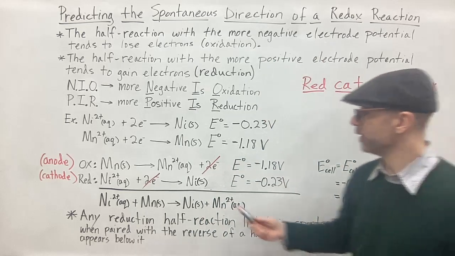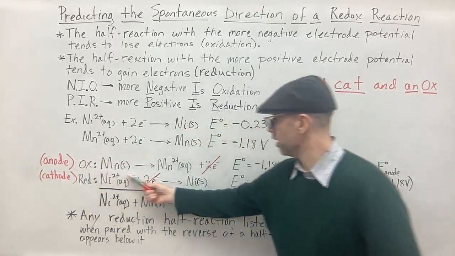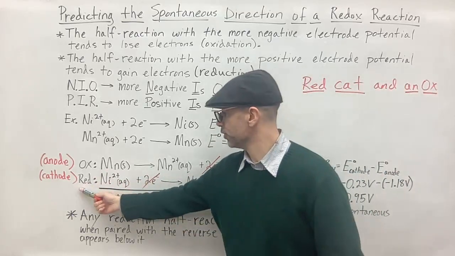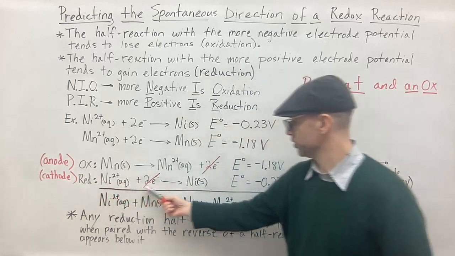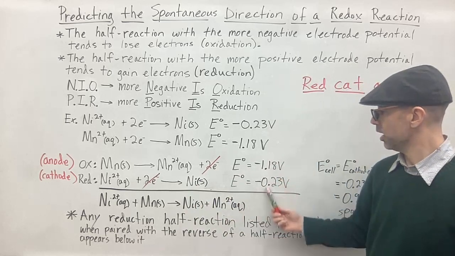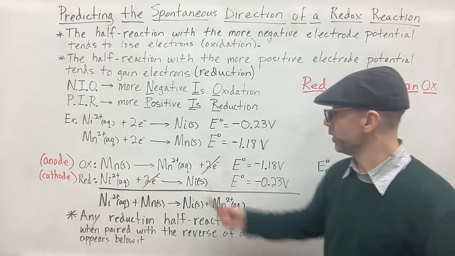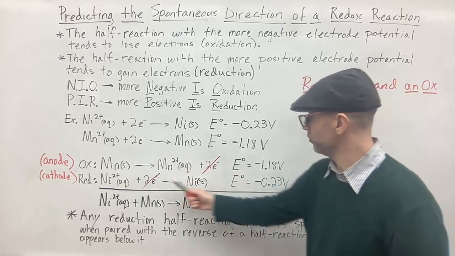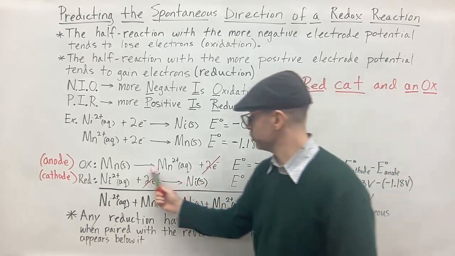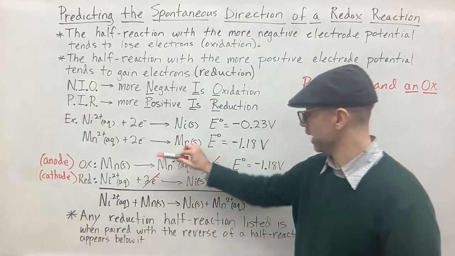So now that we have oxidation happening at the anode, and this is our oxidation reaction happening, and here we have reduction happening at the cathode, and here's our reduction reaction happening, and here are the respective electrode potentials. Now, when we add these together, you'll notice that I crossed out the 2 electrons. So I have 2 electrons here as a product. I have 2 electrons here as a reactant.